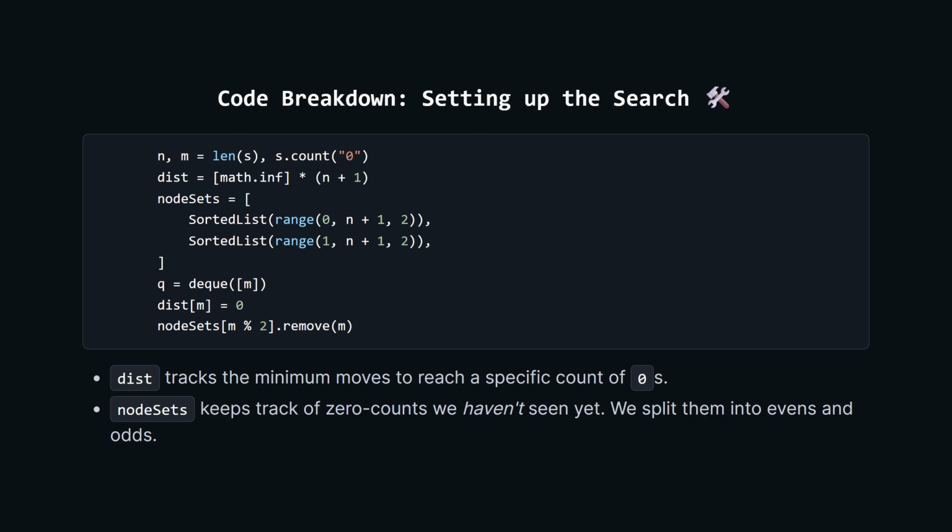We also create 2 sorted lists of numbers we haven't visited yet. One list for even numbers, and one for odd numbers. Why split them? Because every flip changes the total count of zeros by an even amount, so from any starting point, you can only reach numbers with the same even or odd parity. Finally, we put our starting 0 count into our search queue.